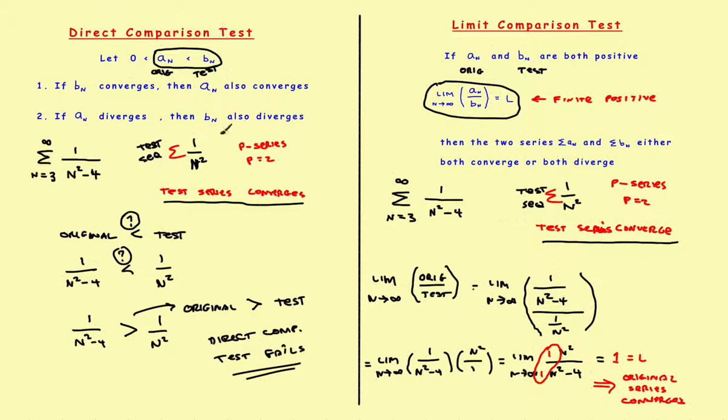So the direct comparison test for this problem failed because you couldn't show that the original series was less than the test series. But on this one, the ratio was a constant. So whatever the first sequence is doing, the second sequence is doing the same thing. So since the test series converges, the original series converges. Both of them have their strengths and advantages, but that's just an example of how, in some cases, the limit comparison test might be able to solve a problem that the direct comparison test can't. So anyway, that's just an introduction to the limit comparison test.